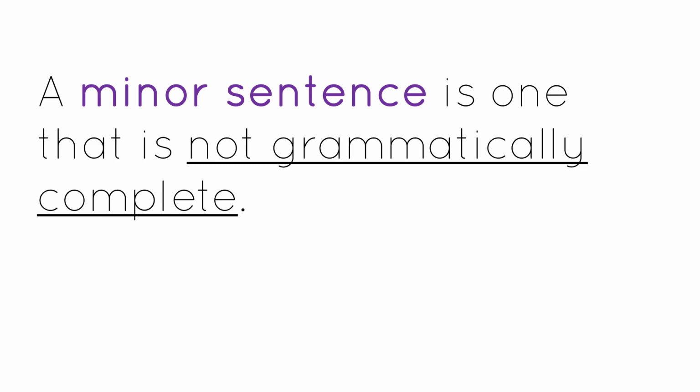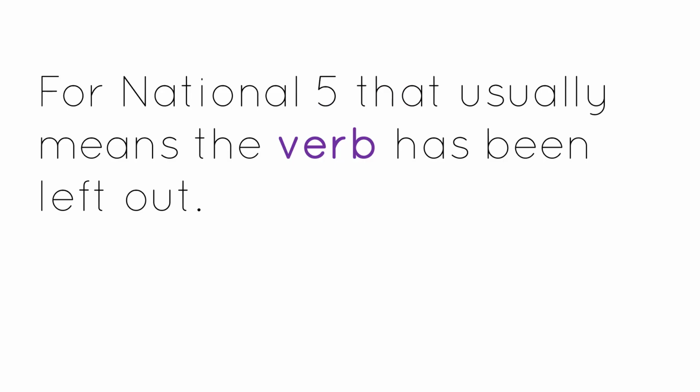I'm thinking more towards when you're moving to higher next year. It's good to know the difference between the two, so I'm going to briefly explain it here. A minor sentence is one that is not grammatically complete. What do I mean by that? Well, from National 5, that usually means that the verb has been left out of the sentence.